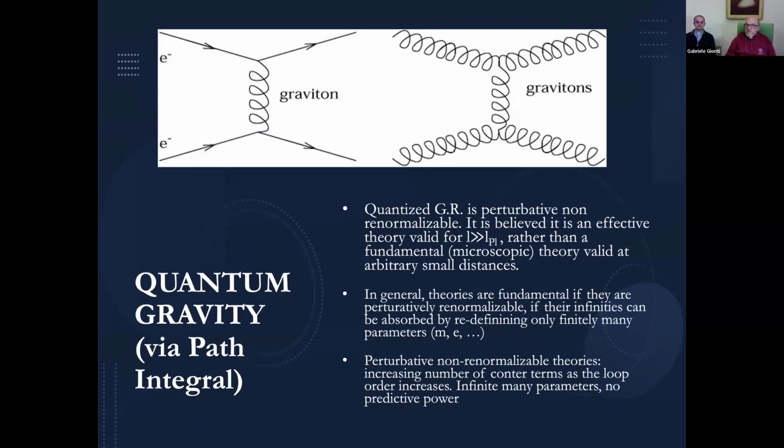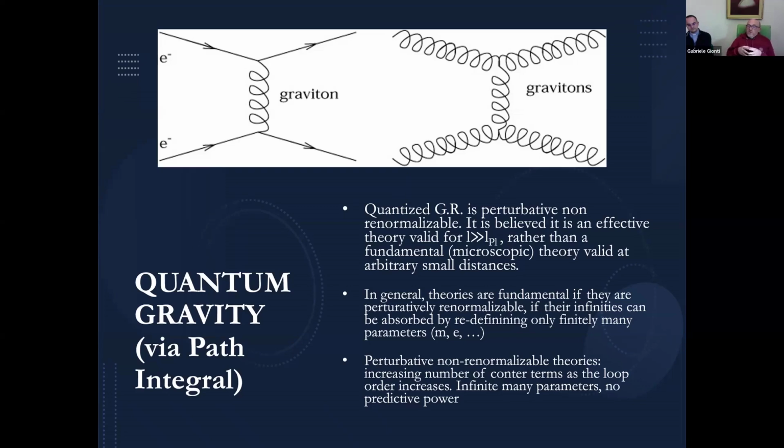It is believed that it's an effective theory, as we already said, for lengths bigger than the Planck length, rather than a fundamental theory. In general, theories are fundamental if they are perturbatively normalizable. What does this mean? If the infinities of the theory at the quantum level can be absorbed by redefinition of some parameter, like the mass, the energy, etc.